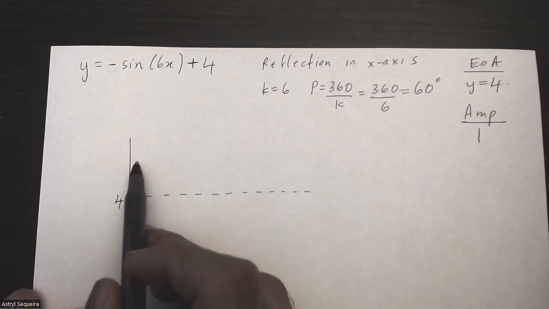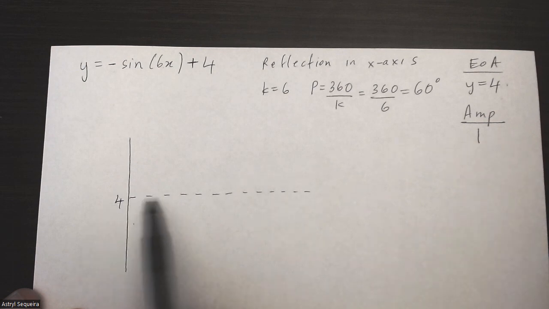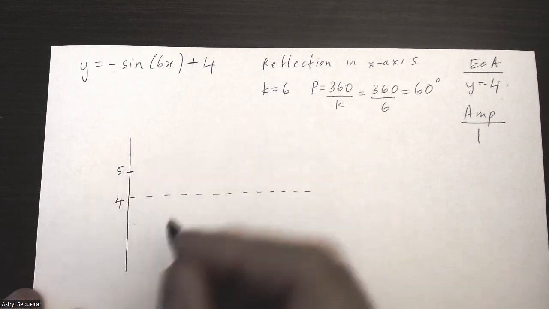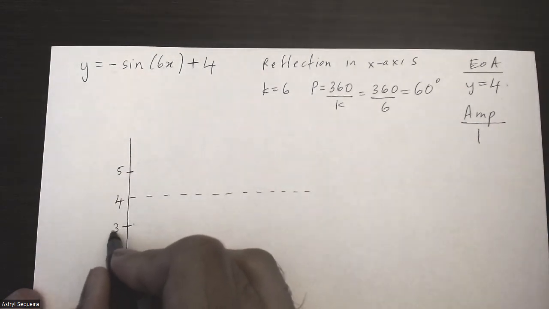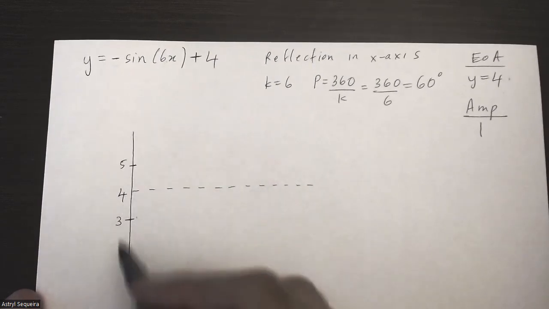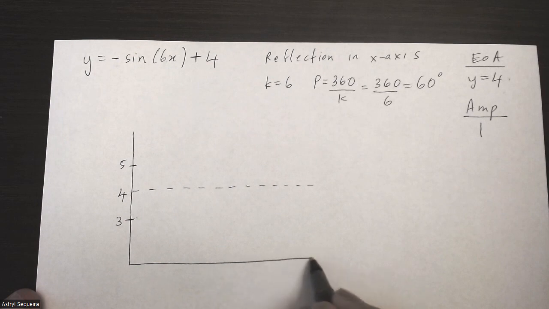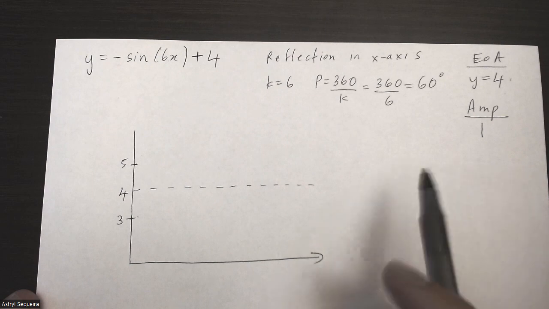Then I label my maximum and my minimum by just adding and subtracting my amplitude from my axis. So 4 plus 1 is 5, and 4 minus 1 is 3. Once I have my y values down, I can draw my x-axis, which should be at 0. So in this case, it's going to be somewhere down over here. And now I can start to draw out my function.